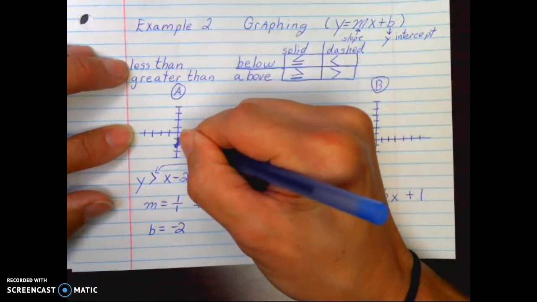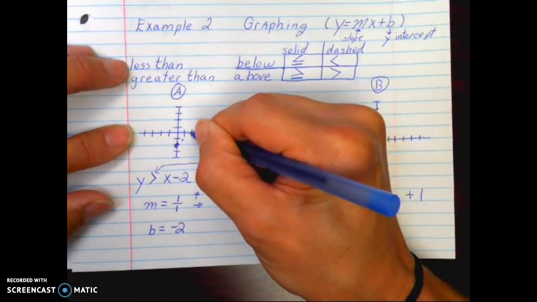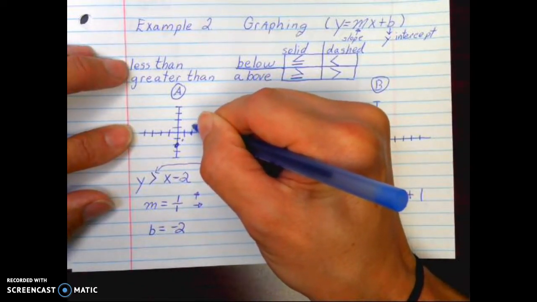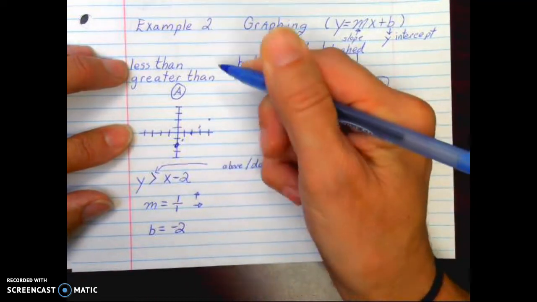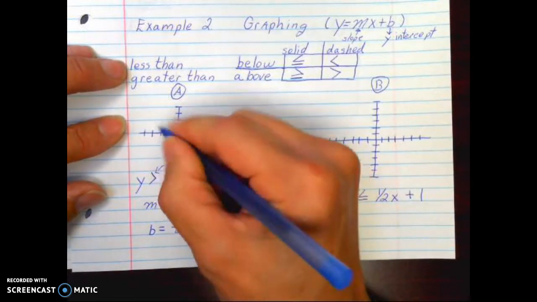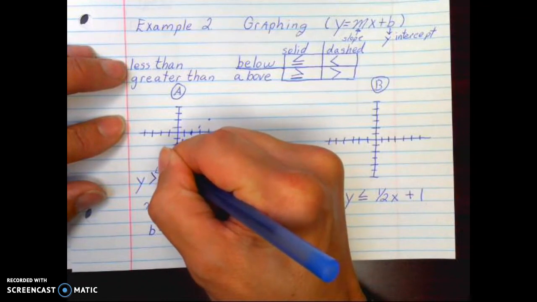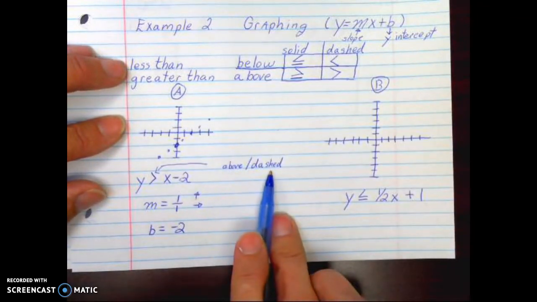So I'm going to go up 1 over 1 and put a dot. Up 1 over 1, put another dot. Up 1 over 1, go again, up 1 over 1. Repeat the cycle going down. So I'll go down, backwards 1. Down, backwards 1.